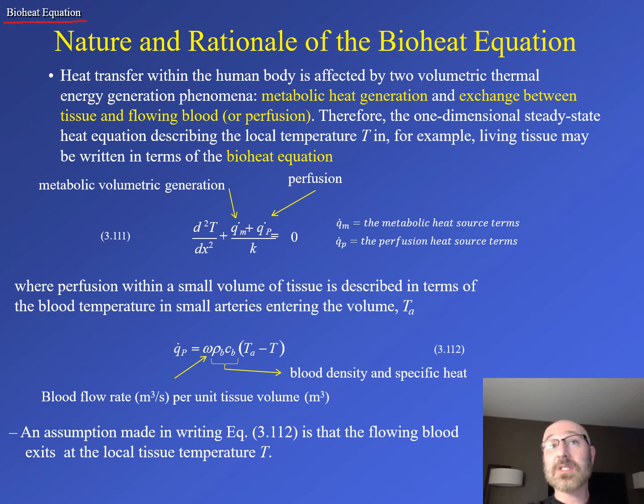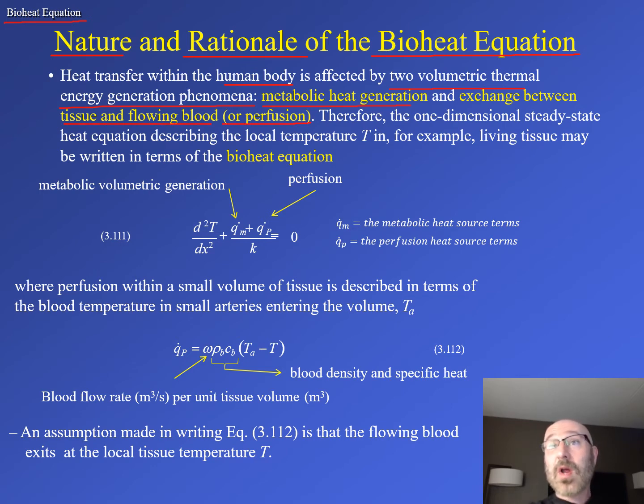In particular, let's take a look at the nature and rationale of this bioheat equation. Heat transfer within the human body is affected by two different volumetric thermal energy phenomena. One of these is metabolic heat generation, and the other is exchange between tissue and flowing blood, what's known as perfusion.